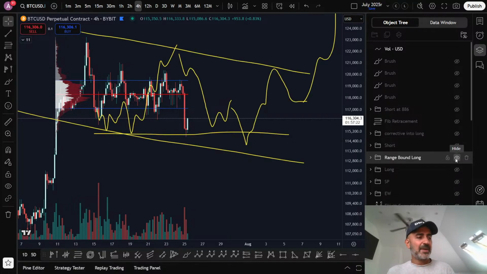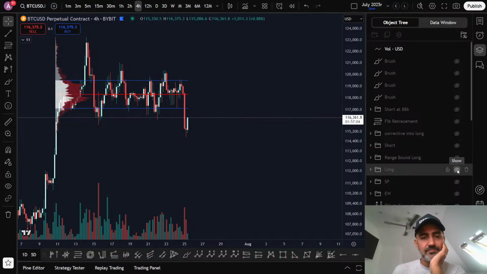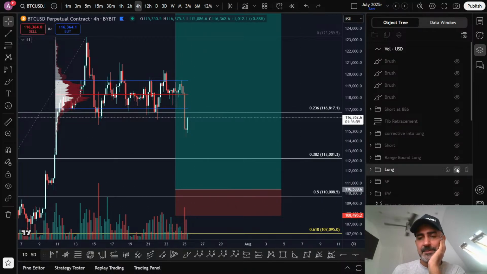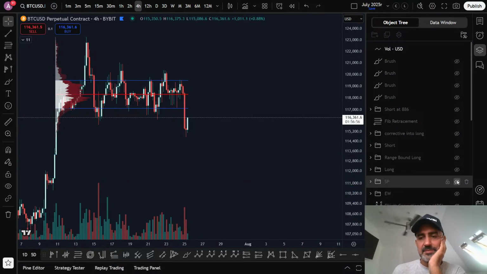And then that's your range bound long that I had, which I was thinking maybe some kind of pennant type, flag pennant type structure. I still think we're range bound, huh? Are we going to get down to here for a lovely long all the way down here? There's some single prints.